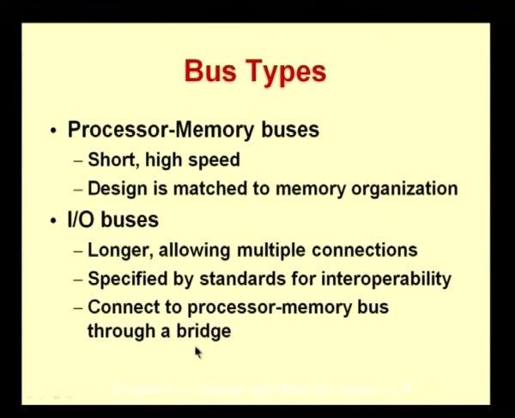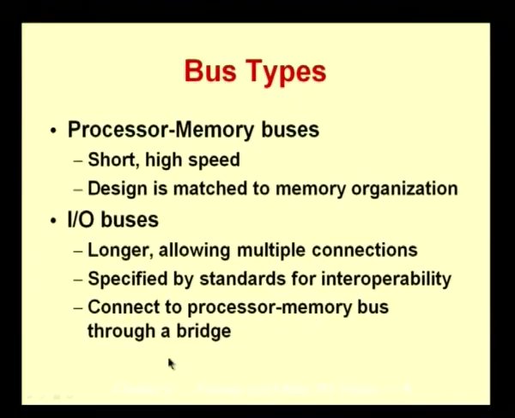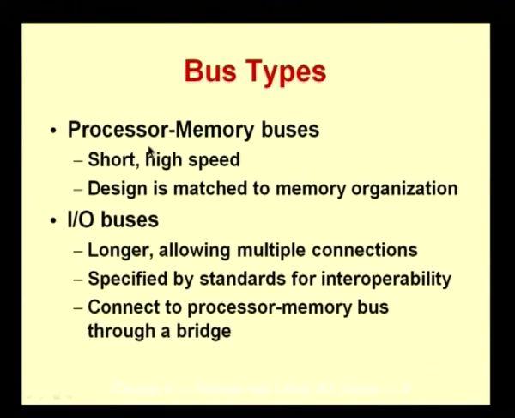To connect to the processor memory bus, you normally have some kind of a bridge that is used. So, the I/O bus can be connected to the processor memory bus through a bridge. This is basically the system that you normally have, that is, you will have a processor memory bus which connects to the memory, and then this processor memory bus can be connected to an I/O bus by means of a bridge. This is a typical setup that you could have.